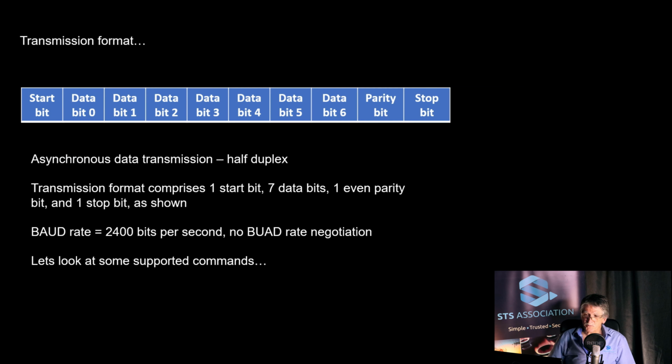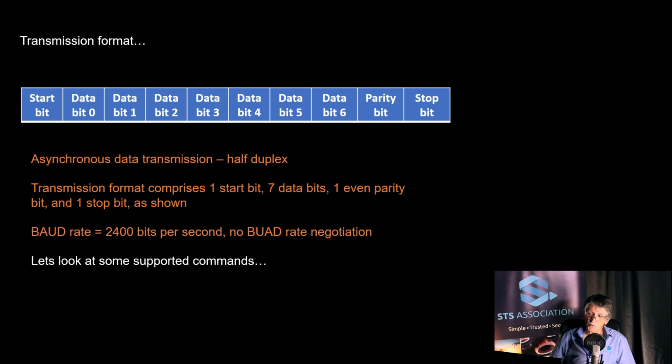If we have a look at the transmission format, you have a start bit, then you have essentially 7 data bits going from bit 0 to bit 6. You have a parity bit and a stop bit at the end. The transmission is an asynchronous data transmission, duplex. It comprises one start bit, 7 data bits, 1 even parity bit, and a stop bit as shown above. The baud rate is 2400 baud, and there is no baud rate negotiation.